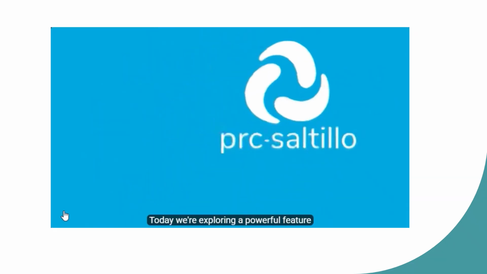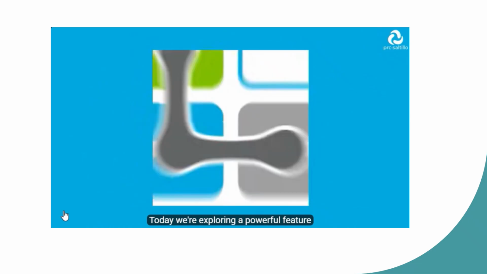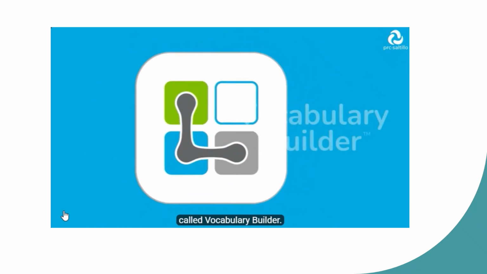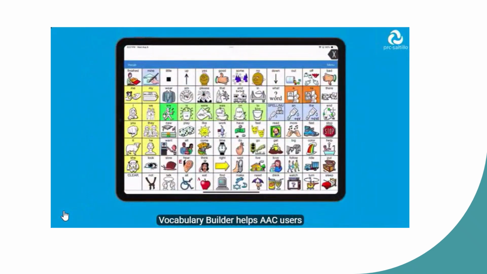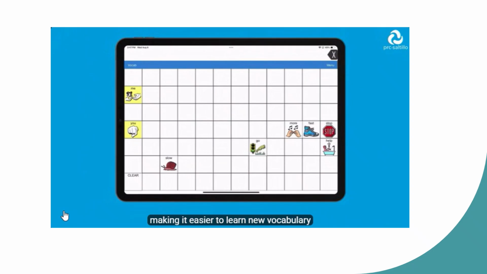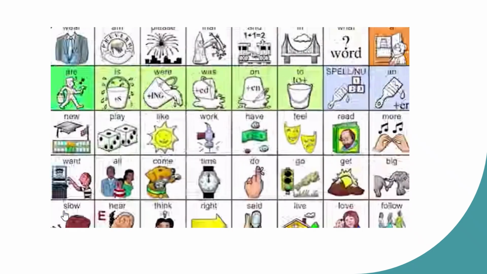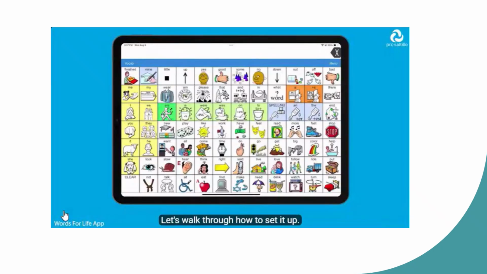Welcome back. Today we're exploring a powerful feature in the LAMP Words for Life app called Vocabulary Builder. Vocabulary Builder helps AAC users focus on a smaller set of words, making it easier to learn new vocabulary or target specific words during activities. Let's walk through how to set it up.